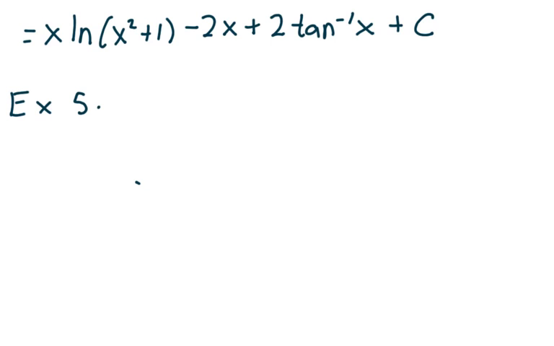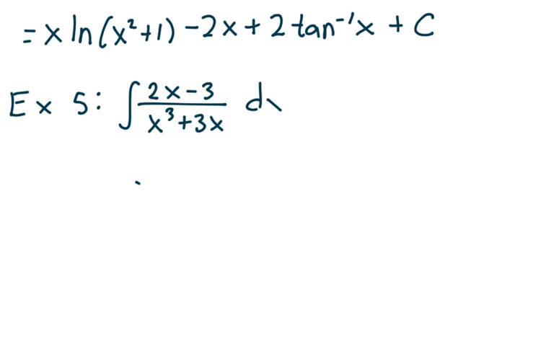Example 5. Suppose I had the following. Well, we're going to do this one. Suppose I had 2x minus 3 divided by x cubed plus 3x dx.